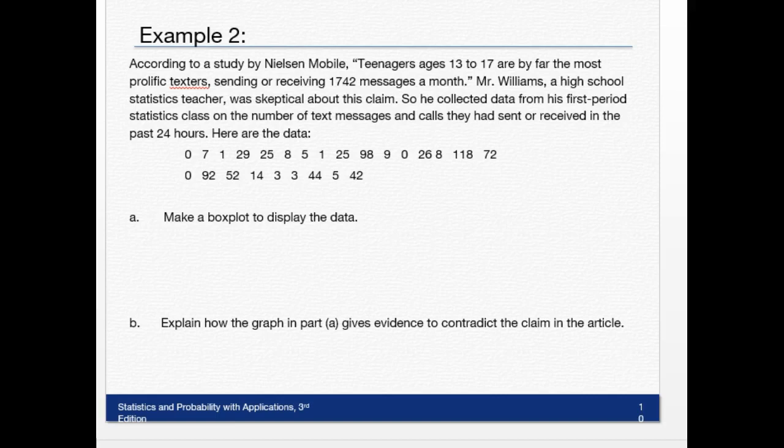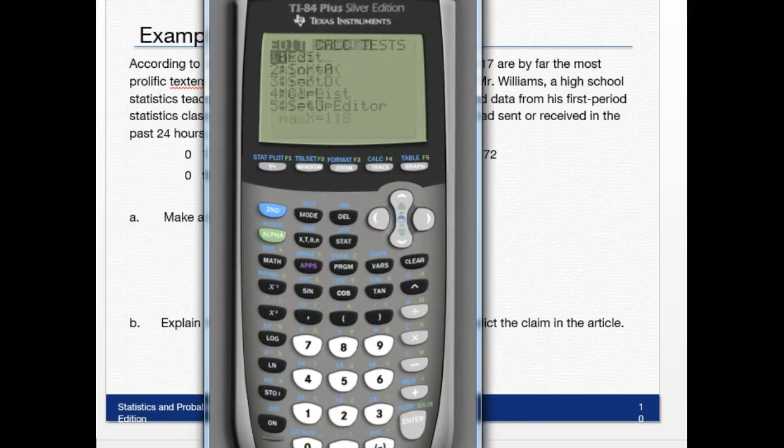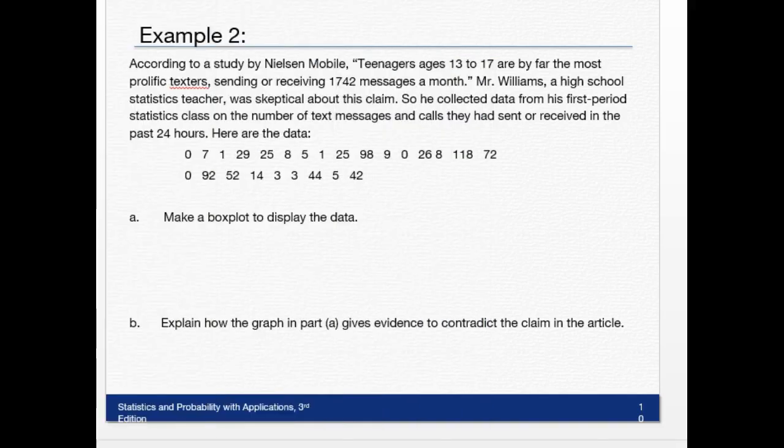Right? So to do this, you're going to put this in your calculator like I've shown you. Go to Stat, Edit, and put those numbers of text messages in list 1. Then go to Stat, Calc, one variable statistics, down, calculate, and if you keep scrolling down, there's your 5-number summary, and we need that to be able to do the rest of our problem here. So I'm going to write our summary down.